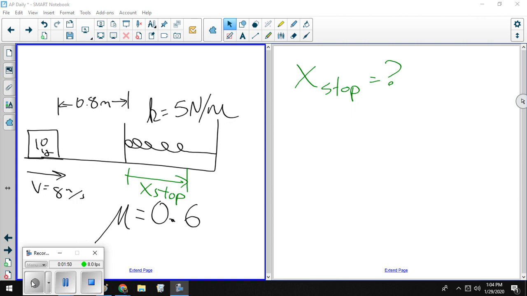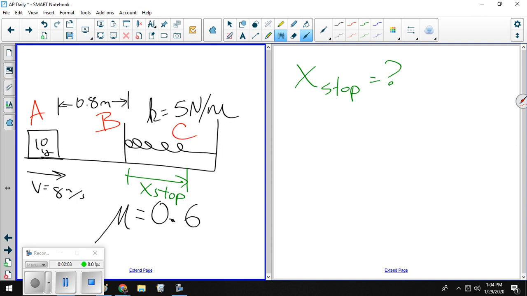So in my mind, there are 3 points that we care about, right? There's point A when the block is first moving. There's point B when the block hits the spring, like when it first makes contact with the spring. And there's point C where it stops, right?